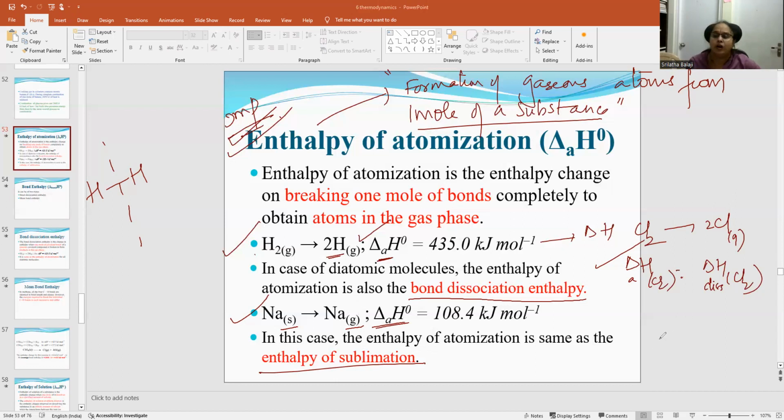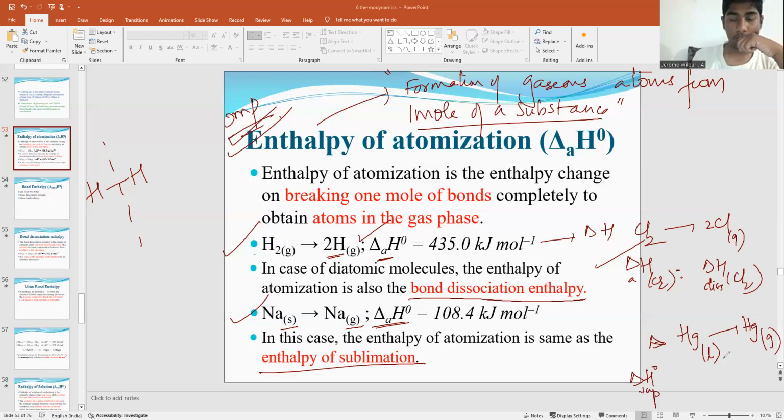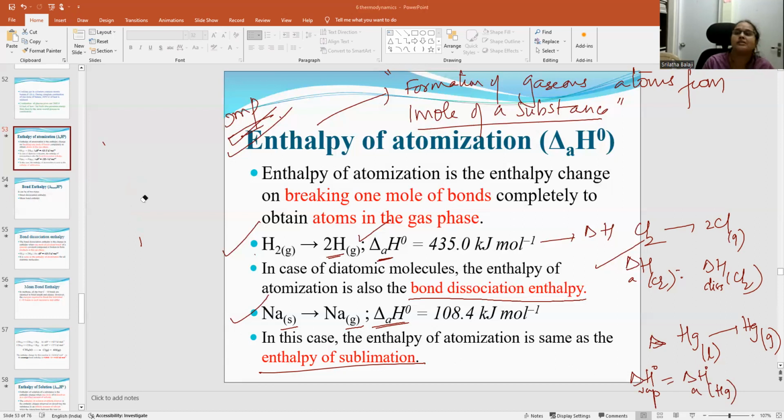Is that clear? Suppose I say mercury liquid is converted to mercury gas. What will I call it? What can the delta H for this be represented as? Vaporization. I can call this vaporization. Very well, liquid to gas. From the context of atomization, is it not also the enthalpy of atomization of mercury? Because 1 mole of mercury is giving gaseous atoms. Understood?